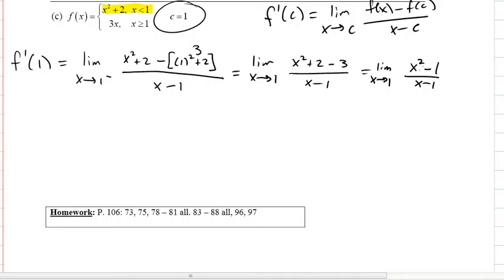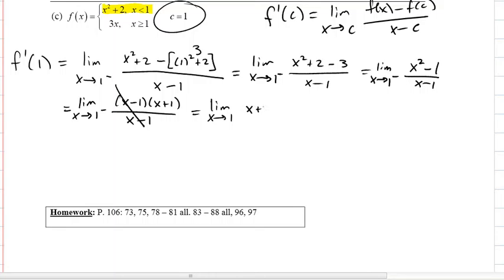Now we know what x squared minus 1 is. It's a difference of two squares. So let me go ahead and continue over here. The limit as x approaches 1 from the left is x minus 1, x plus 1 all over x minus 1. These factors cancel. So I really have just the limit as x approaches 1 of x plus 1, which is 2. So that is my left-hand limit.